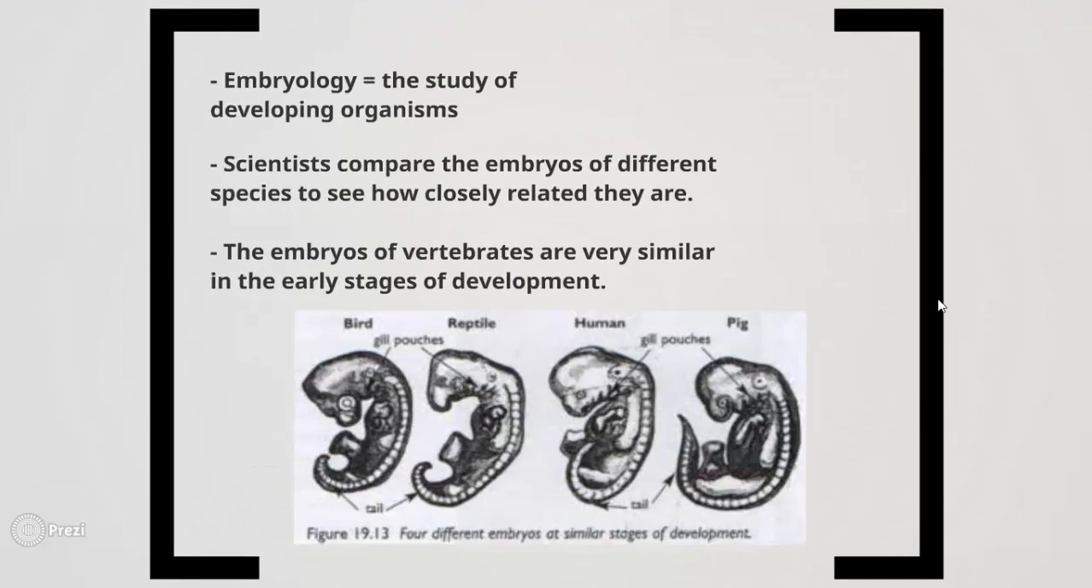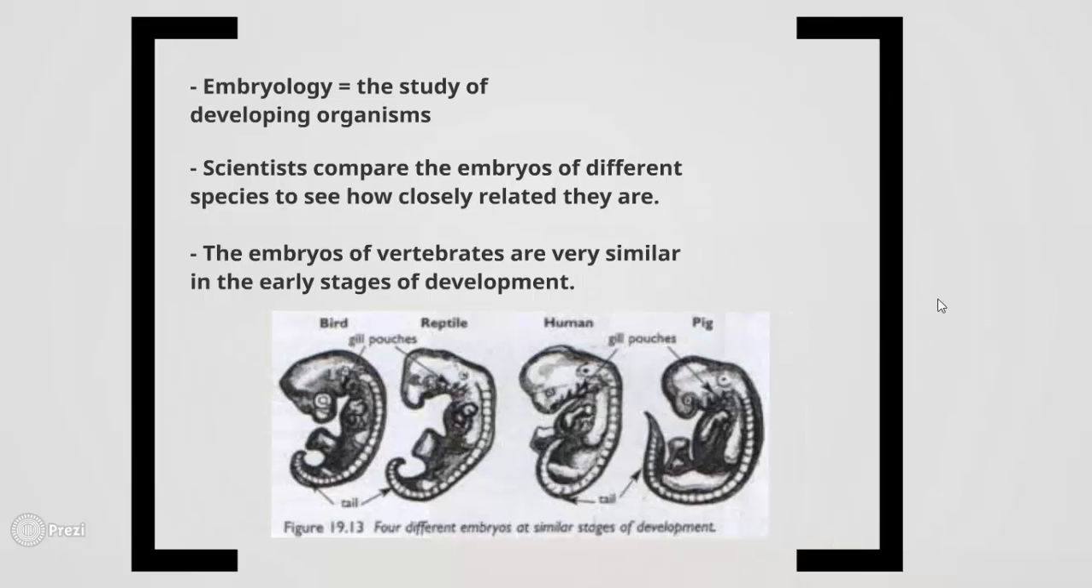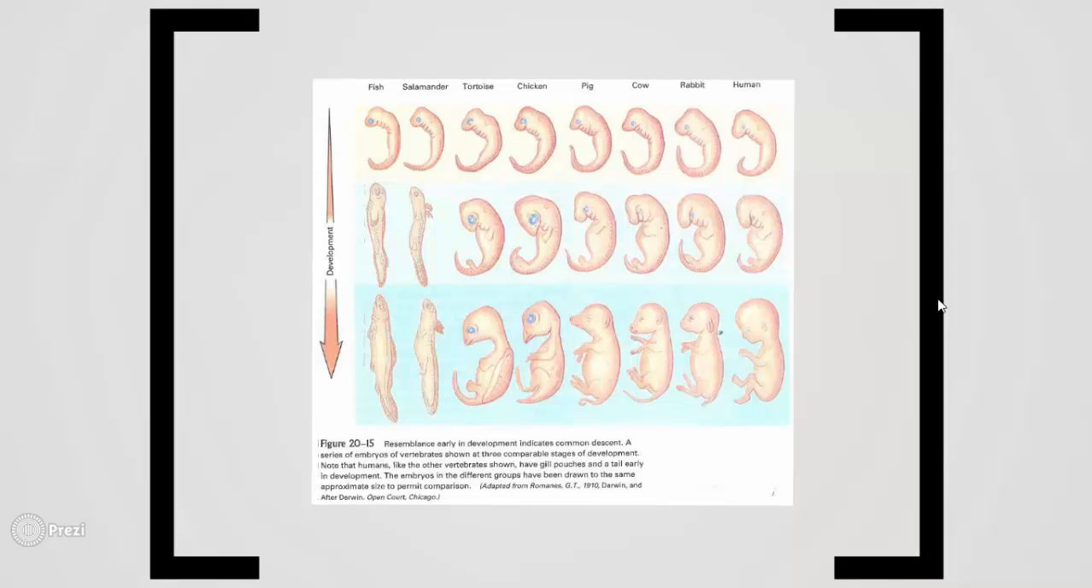Embryology is the study of developing organisms. Scientists compare the embryos of different species to see how closely related they are. And the embryos of vertebrates are very similar in the early stages of development. Vertebrates, we have backbones. That's what that means. So that's just another picture. It's very, very cool.